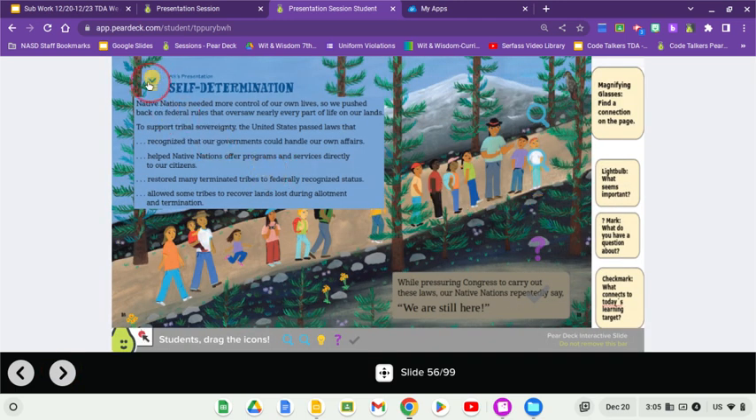Self-determination brought to you by Phil. Native nations needed more control of our own lives, so we pushed back on federal rules that oversaw nearly every part of life on our lands. To support tribal sovereignty, the United States passed laws that recognized that our governments could handle our own affairs, helped Native nations offer programs and services directly to our citizens, restored many terminated tribes to federally recognized status, and allowed some tribes to recover lands lost during allotment and termination. While pressuring Congress to carry out these laws, our Native nations repeatedly say, we are still here.